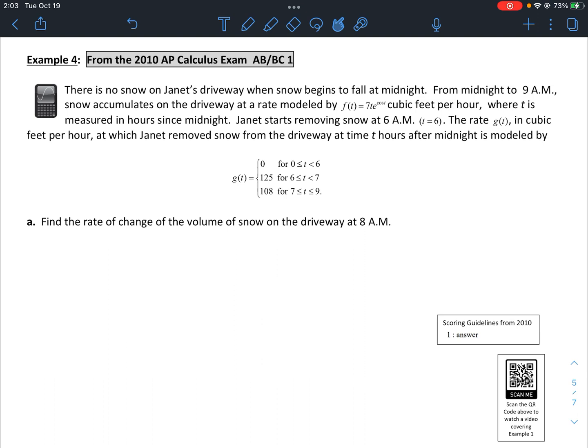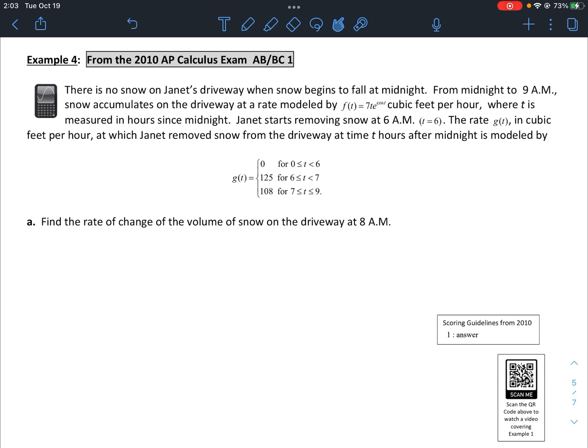All right, fourth one here. So now we're talking about a problem from a 2010 test, talking about snow on a driveway. All right, so there's no snow on Janet's driveway when snow begins to fall at midnight. From midnight to 9, snow accumulates on the driveway at a rate modeled by F of t, cubic feet per hour, where t is measured in hours since midnight. At 6, Janet gets up and starts removing the snow from her driveway. The rate g of t in cubic feet per hour at which Janet removes snow from the driveway is modeled by g of t down there. Now again, there are 4 different questions to this problem, but we're only going to look at one part of it.